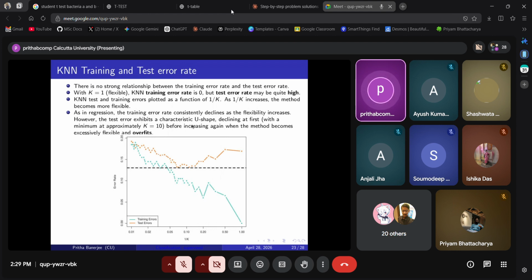However, the test error exhibits a characteristic U-shape. Initially it was becoming small, and then again it is increasing. That is the typical nature. Even in linear regression, we saw this kind of thing. So it declines at first, and when k is somewhere near 10, so this is 0.10, that is a kind of balance. Then again it started increasing, and it became overfitting.